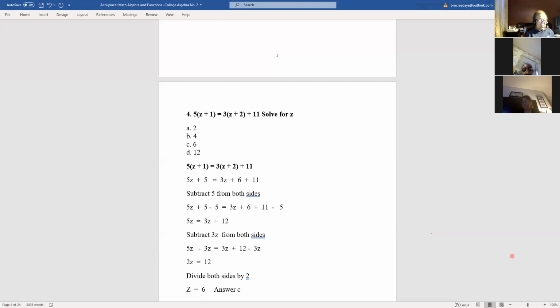Questions, anyone? So you're really combining like terms, right? Yeah. And your terms could be with variables or they could just be constants. All right. Okay, let's go to number 5.